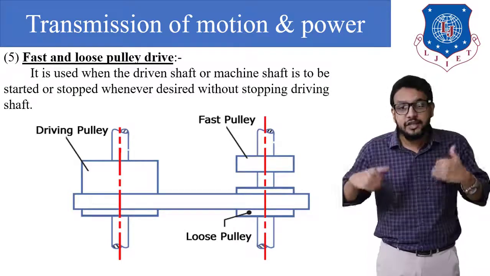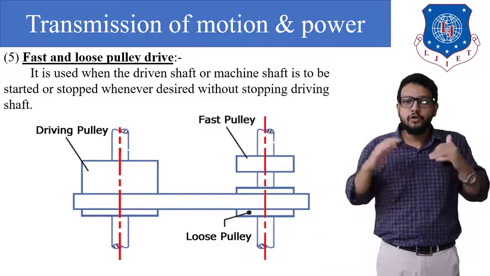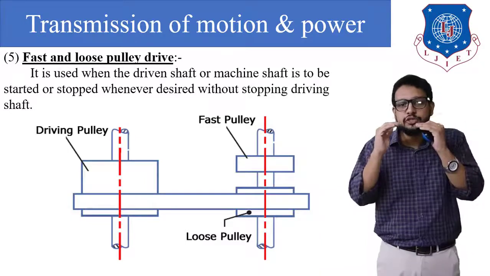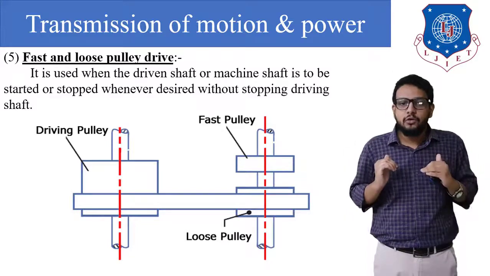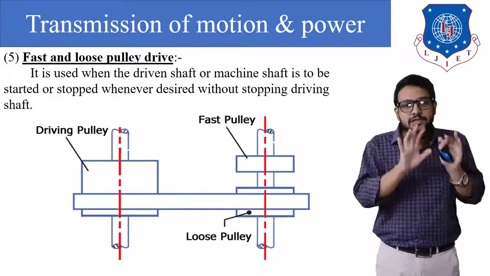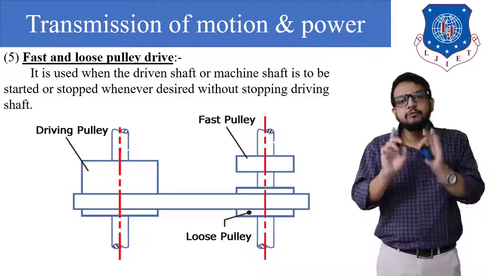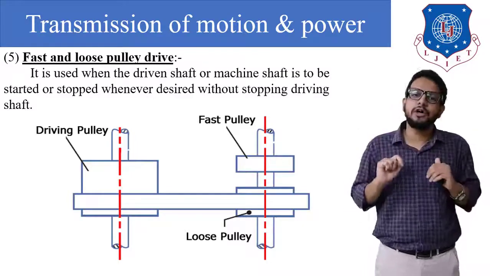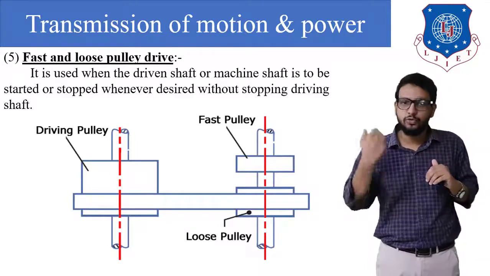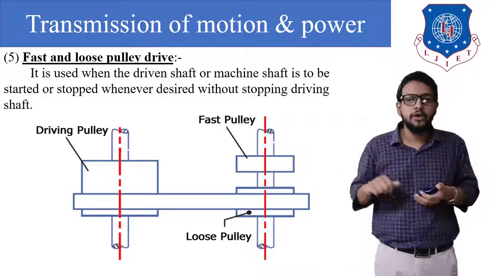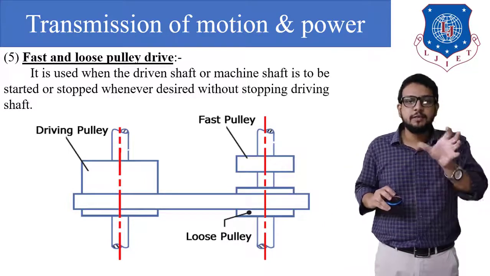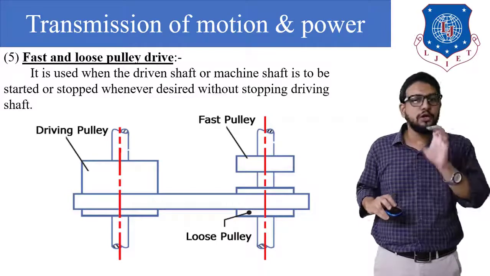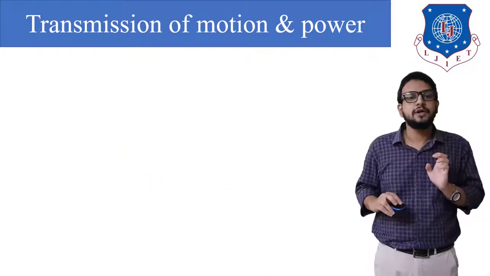And when it is required to start a machine, what I am going to do? I am going to shift the belt from a loose pulley to a fast pulley. Now whatever is the speed of a fast pulley will be the speed of my driven shaft, and my machine will start to rotate accordingly. So this is a function of fast and loose pulley. We can say that its function resembles a clutch. Now let's see our next type.